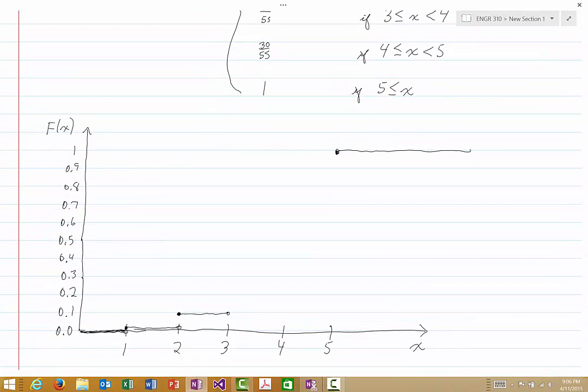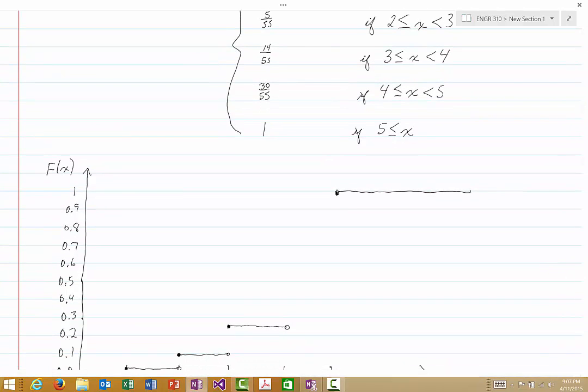So we go right here. And then the only other one to fill out is for x greater than or equal to 4 and less than 5, and that's 30/55, which ends up being about 0.55. So we'll have this.